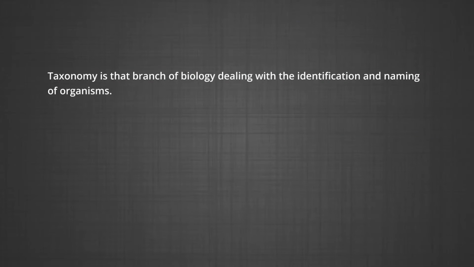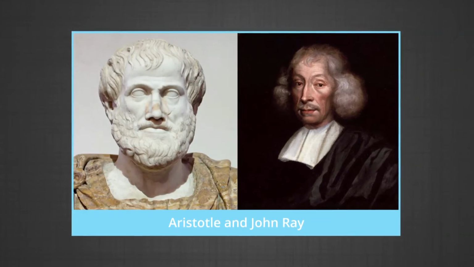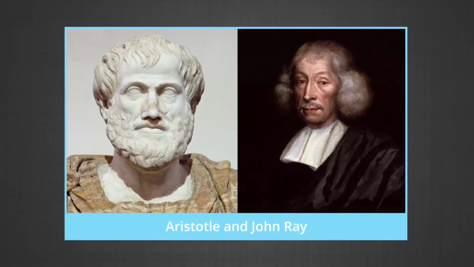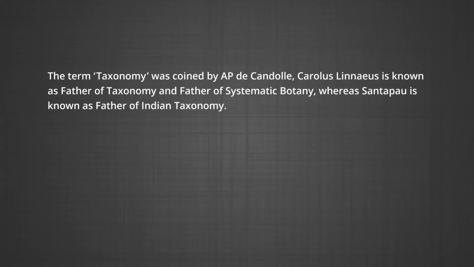Taxonomy is that branch of biology that deals with identification and naming of organisms. The ancient Greek philosopher Aristotle apparently began the discussion on taxonomy. British naturalist John Ray is credited with revising the concept of naming and describing organisms. The term taxonomy was coined by A.P. de Candolle. Carolus Linnaeus is known as the father of taxonomy and father of systematic botany, whereas Santapau is known as the father of Indian taxonomy.